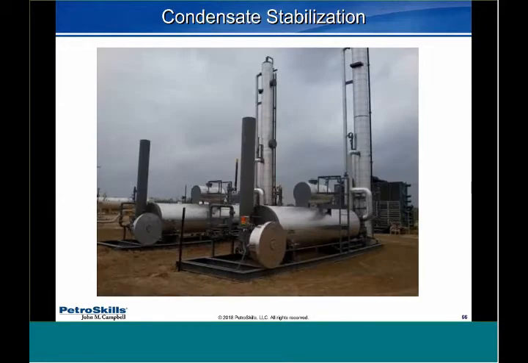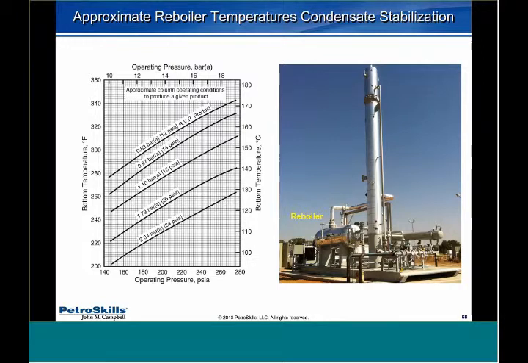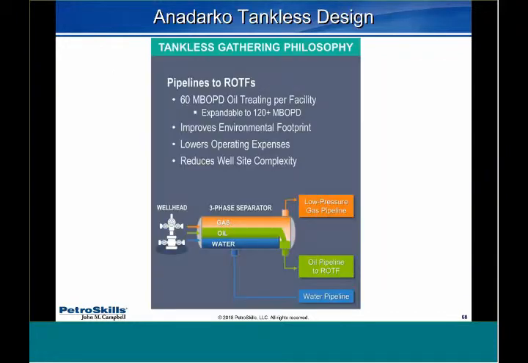The other option is condensate stabilization. These are two 20,000 barrel a day stabilizers. This is from one of the Campbell courses, and it shows you the operating conditions that the stabilizer can operate at, and that way your fluid will meet real low vapor pressures.